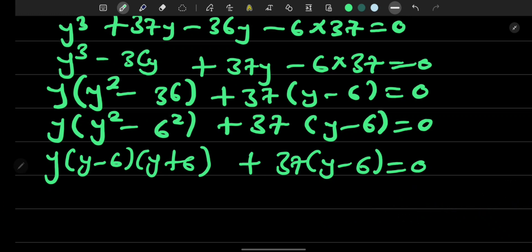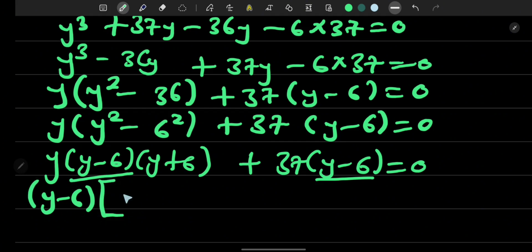Okay, now if you look at this equation very well, you can see you have y minus 6 here, y minus 6 here, where we can actually factorize that out. When you factorize y minus 6 out, from this place you will be left with y in bracket of y plus 6. I'm sure you are getting that.